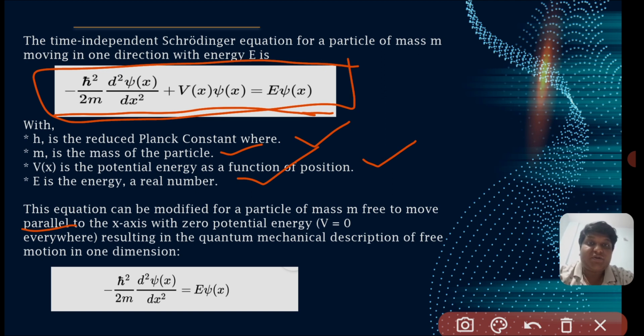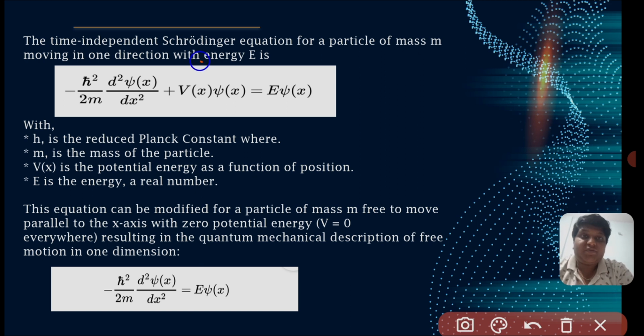V is equal to 0 everywhere, resulting in the quantum mechanical description for free motion in one dimension. Since V is equal to 0, we substitute the V value here. So V of x into xi of x, 0 into xi of x becomes 0, and we get the final equation: minus h square by 2m d square xi of x by dx square is equal to E xi of x.